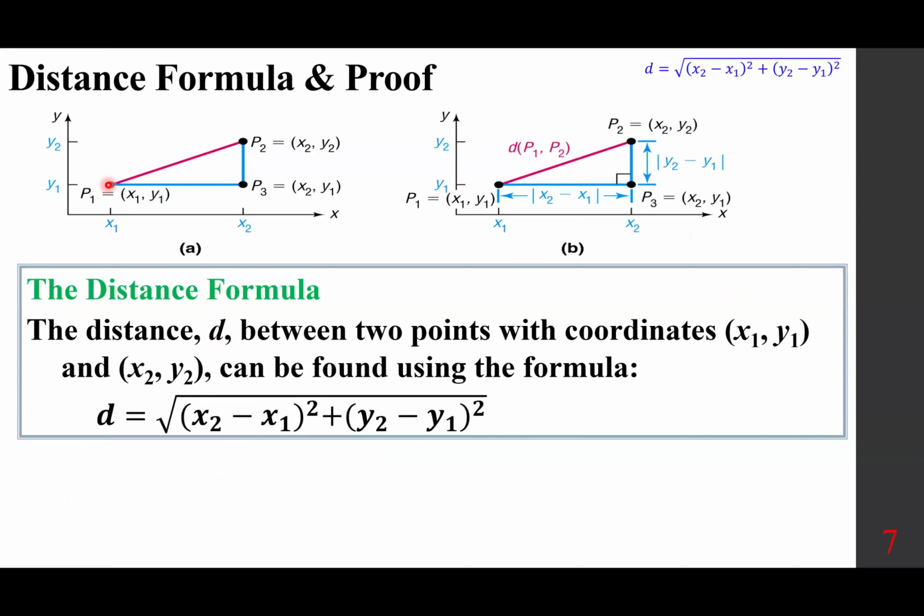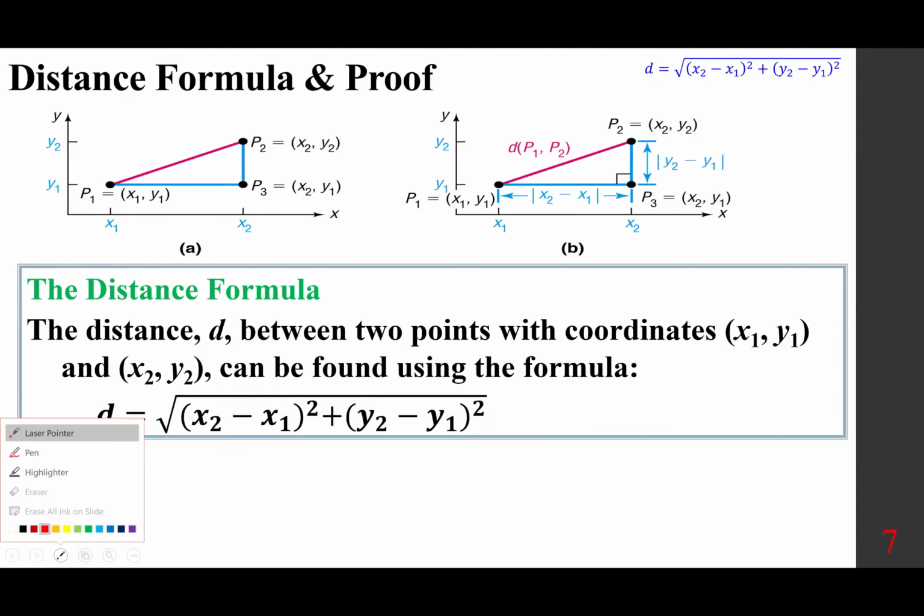If you have one point with coordinates x sub 1 and y sub 1, and one point with the coordinates of x sub 2 and y sub 2, and you want to find this distance, d of p1, p2, the formula is the square root of x sub 2 minus x sub 1 quantity squared plus y sub 2 minus y sub 1 quantity squared. The distance d between two points with coordinates x sub 1, y sub 1, and x sub 2, y sub 2 can be found as follows, which is simply using the Pythagorean theorem.